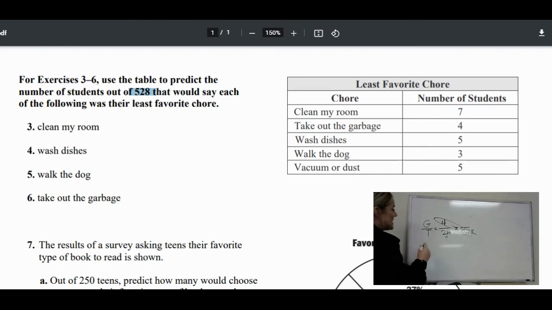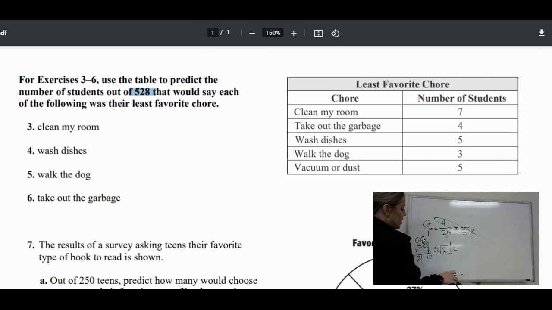Okay, 528 times 4. 8 times 4 is 32. The 2 could stay. The 3 got to go. 2 times 4 is 8. 8 plus 3 is 11. The 1 can stay. The 1 got to go. 5 times 4 is 20. 20 plus 1 is 21. And so now we need to divide by 24.